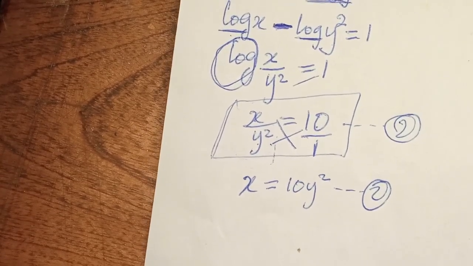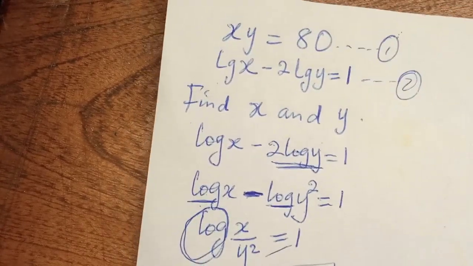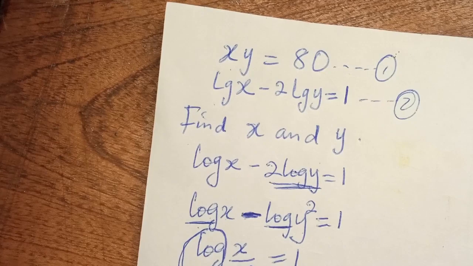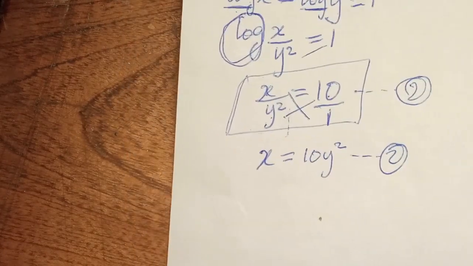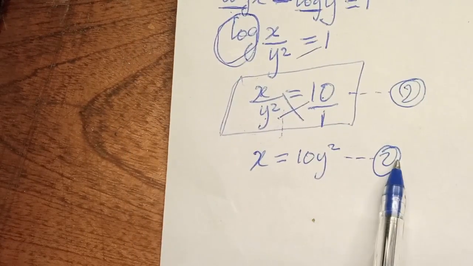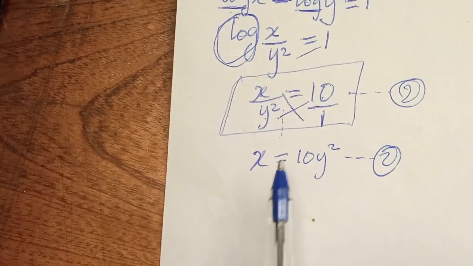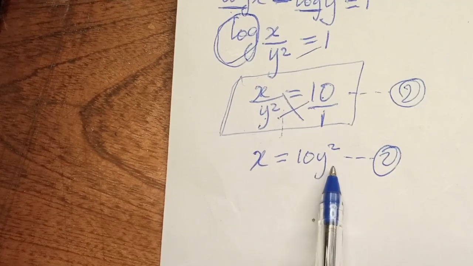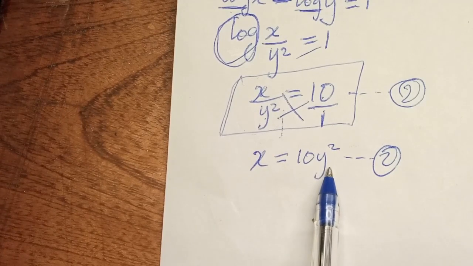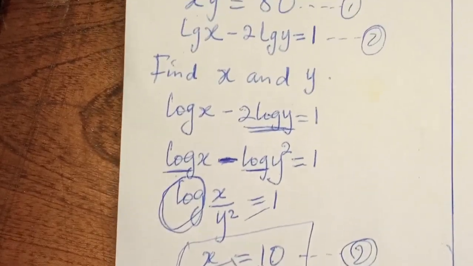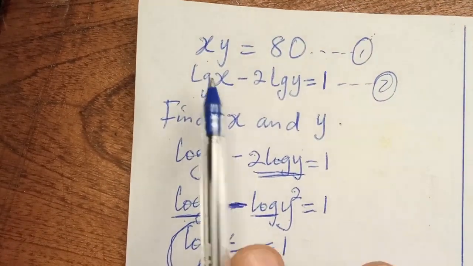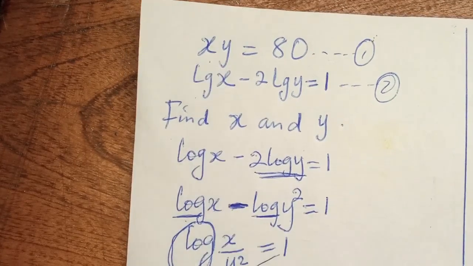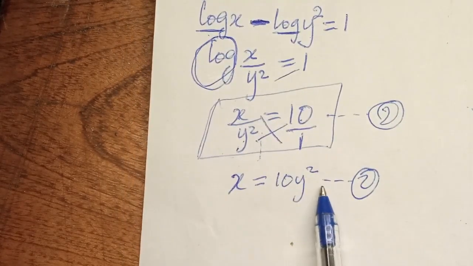Now, we know that our equation 1 is as above, xy is equal to 80. Therefore, since x is equal to 10y squared, we can replace it in expression 1 to easily get the value of x or y. What I mean is, assuming that we have xy is equal to 80, anywhere that we see x in this expression, we replace it by 10y squared.